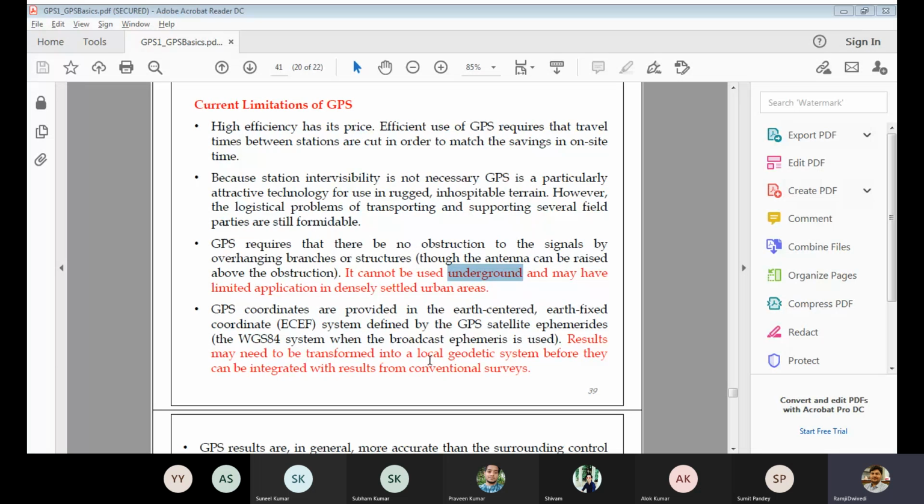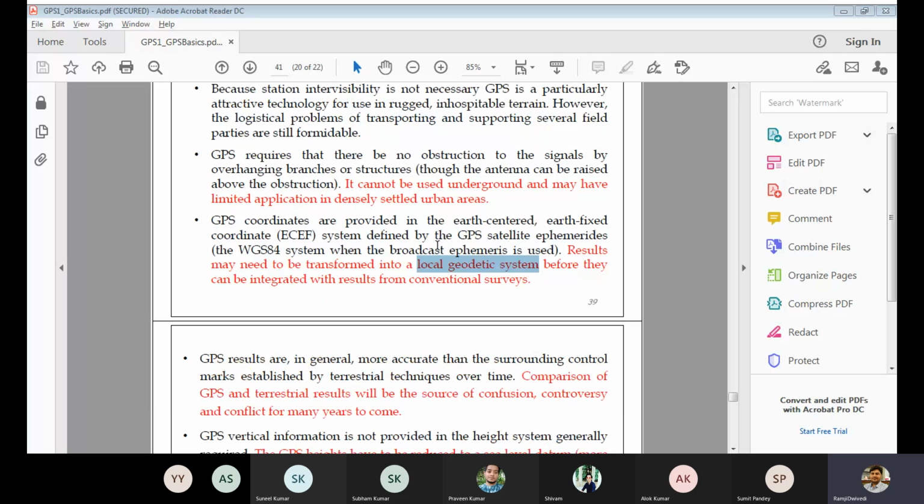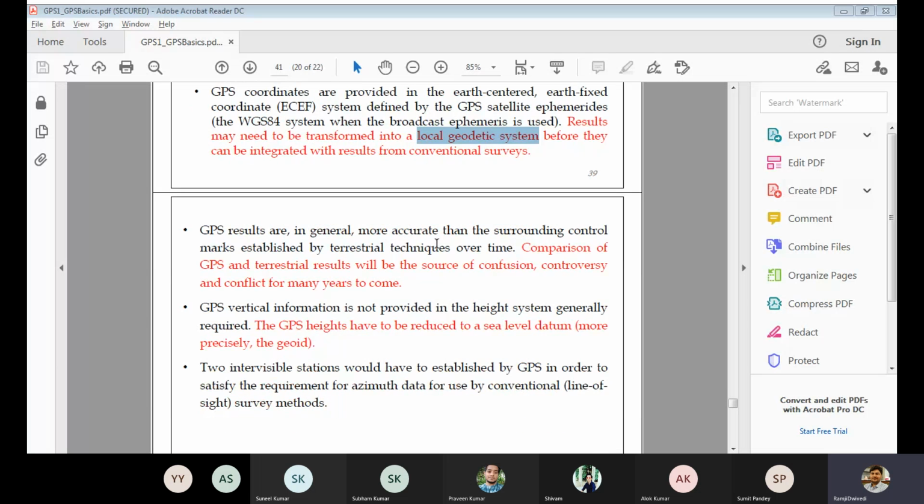Results may need to be transformed into the local geodetic system before they can be integrated with the other conventional service. As I've told you during the coordinate transformation, comparison of GPS and terrestrial results will be the source of confusion, controversy, and conflicts for many years to come. GPS heights have to be reduced to a sea level datum, more precisely with the help of the geoid, which you have done. I've told you various links where you can convert your latitude, longitude, and ellipsoidal height to MSL.